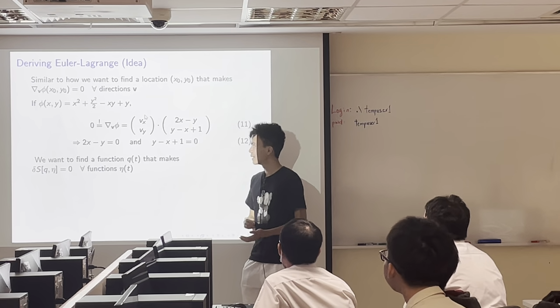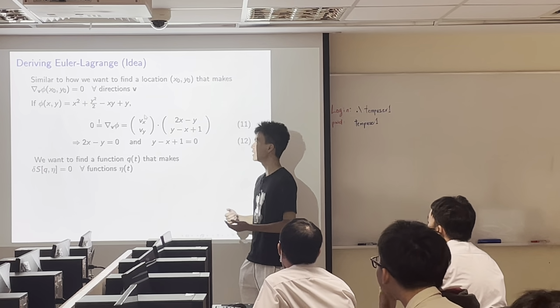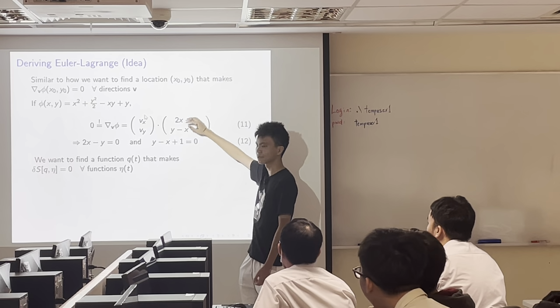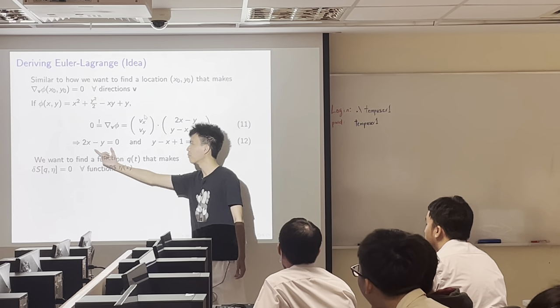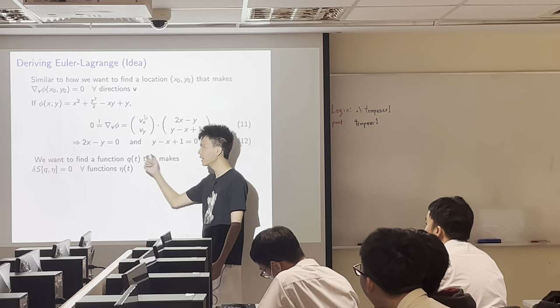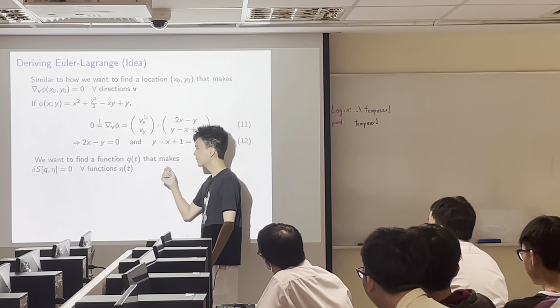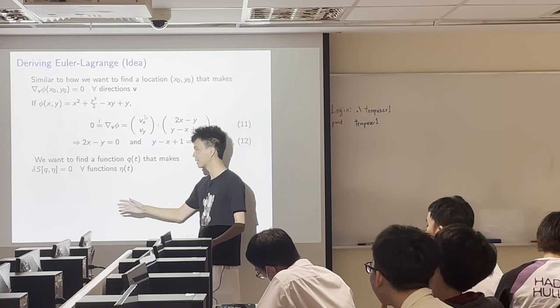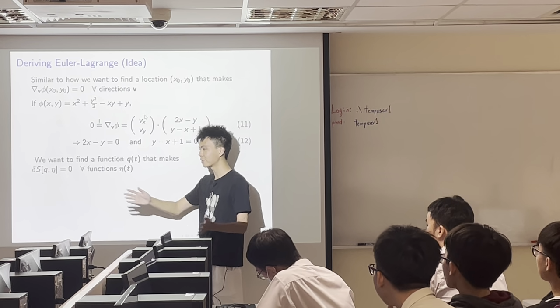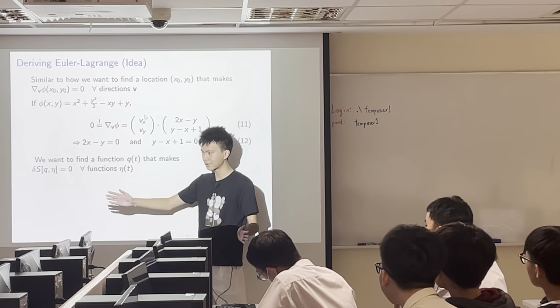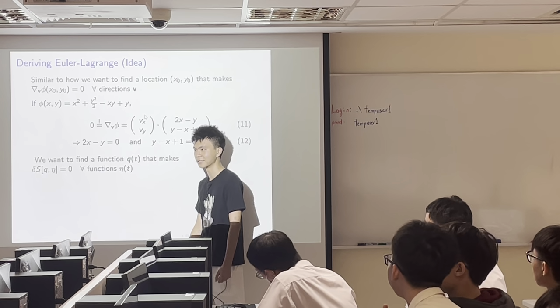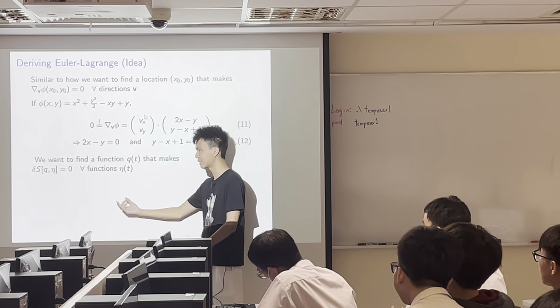So the lesson I want you to take away from here is that for each dimension, this is going to have two dimensions, so for each dimension, we get one constraint. And likewise, if we have infinitely many dimensions, we get infinitely many constraints. This entire set of infinitely many constraints is your Euler Lagrange equation.